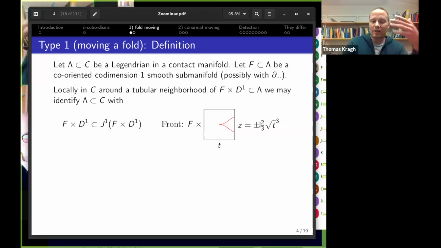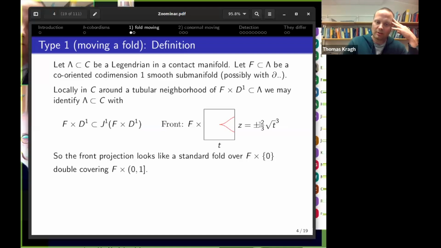So when you have this fold, then the projection down to the base is that the fold goes down to F cross 0, and of course this double covers F cross 0, 1. So that's another way of describing what the projection of the front is down to the base. Okay.